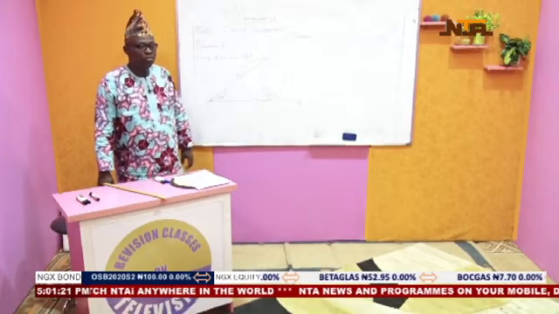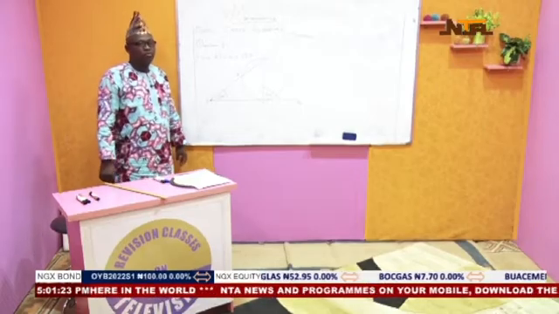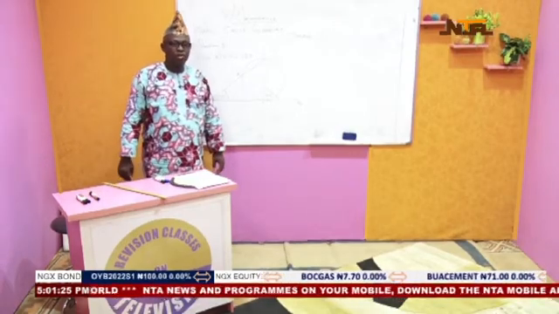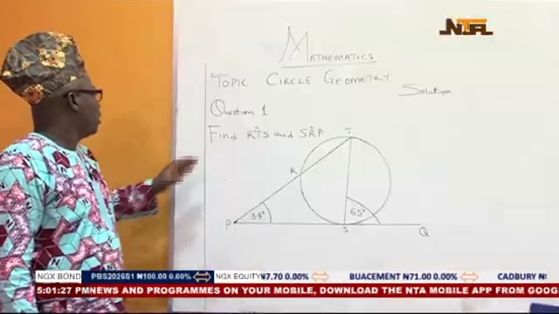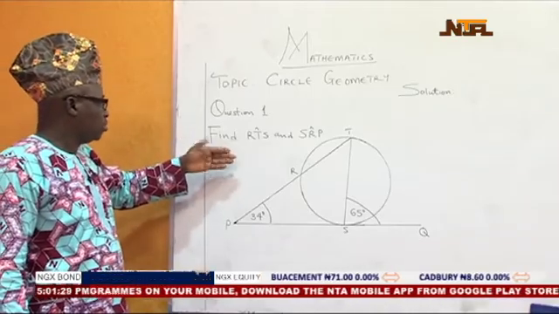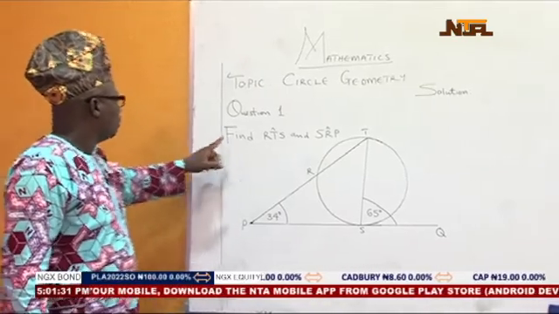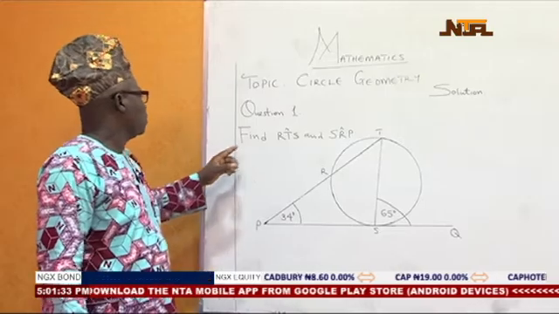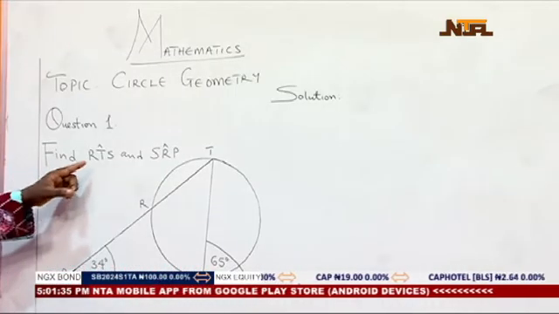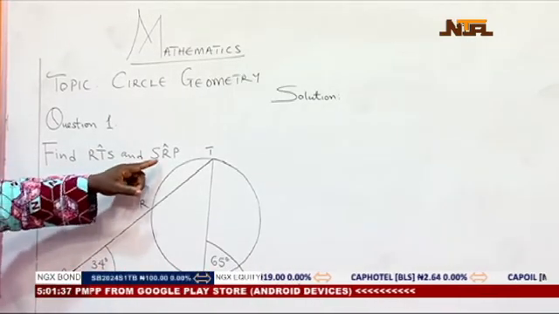Circle geometry questions involving the application of the theorems. Now, we have questions on the board. For this particular question number 1, we are required to find the angle RTS and SRP.